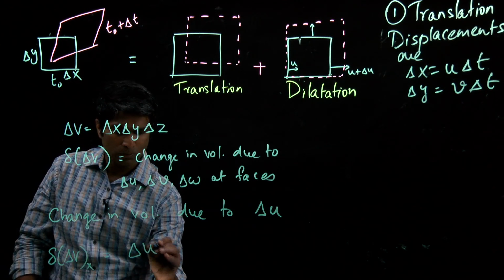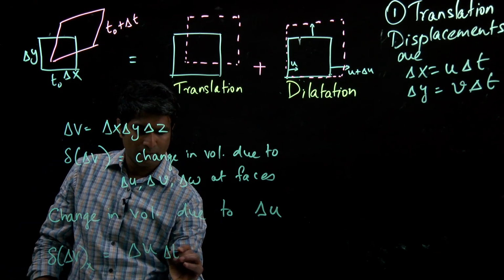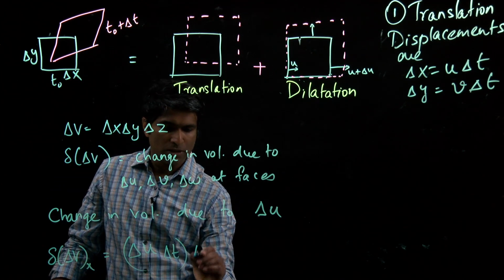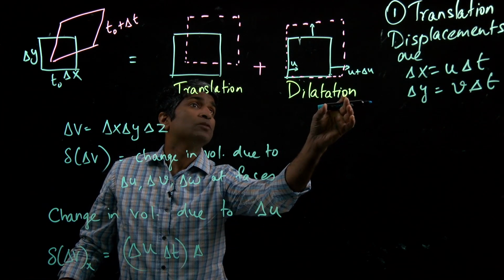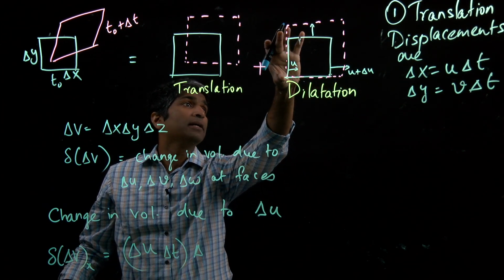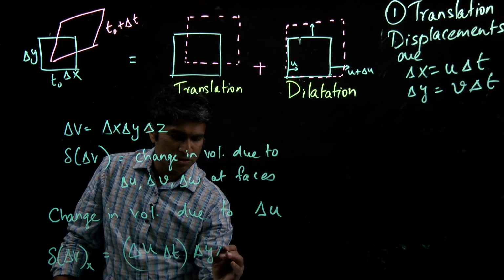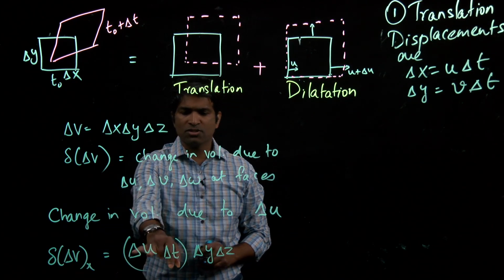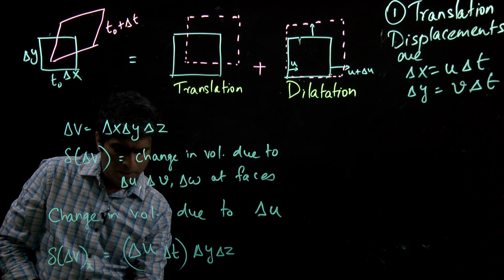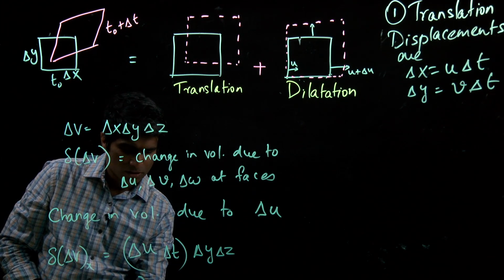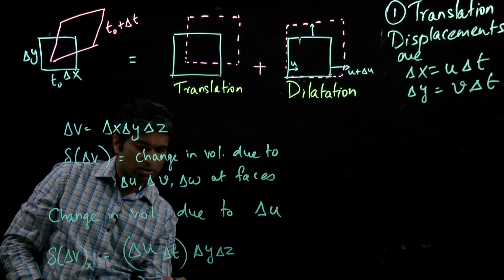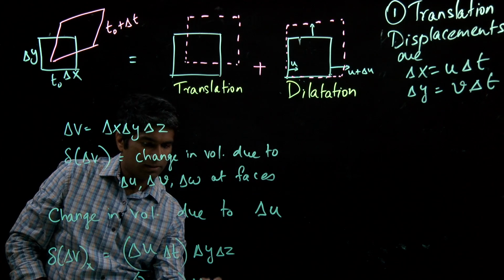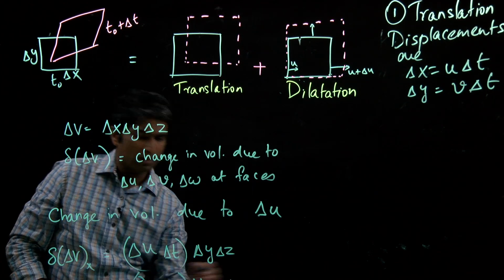delta u times delta t times delta y times delta z, where delta z is in the third direction, we aren't really considering that. And this delta u I'm going to write as a partial derivative, del u del x times delta x, times delta t, delta y, delta z.